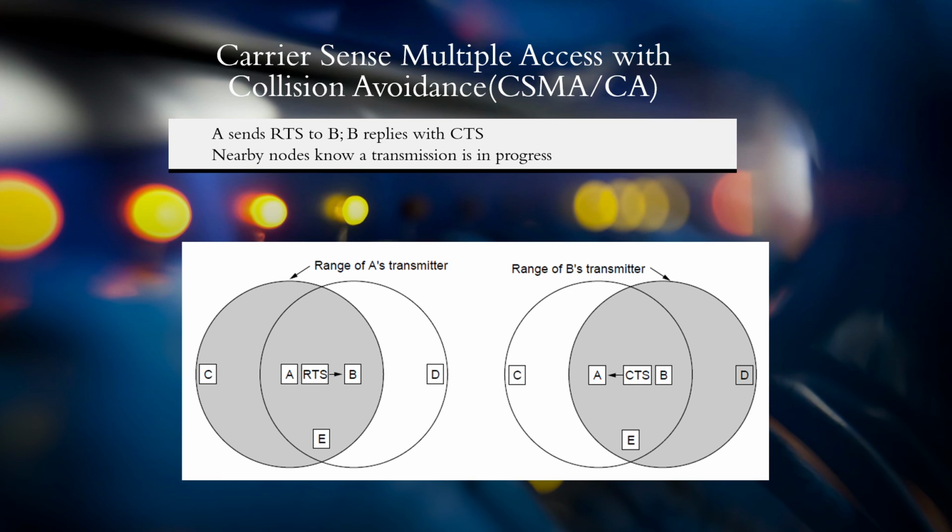As shown in this picture, any station hearing the RTS is close to A, and it must remain silent for the CTS to be transmitted back to A without collision. Any station hearing the CTS is close to B, and it must remain silent during the upcoming data transmission. The chance of collision still exists, but it is very low.